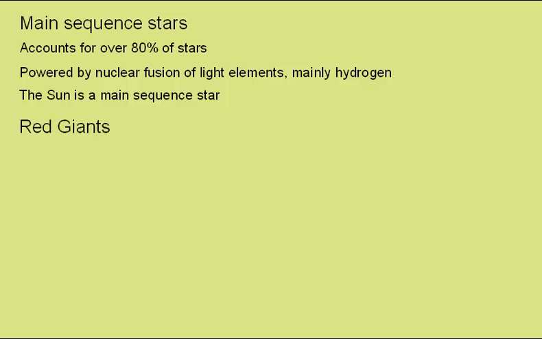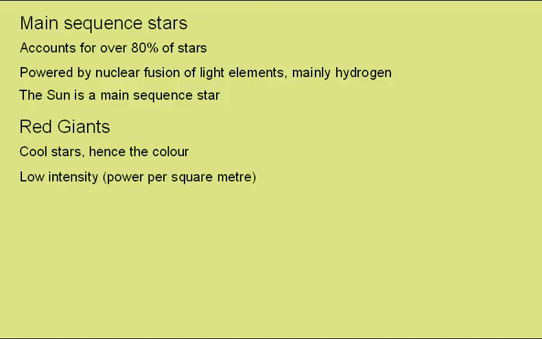The red giants are cool stars, giving them the red colour, and so have a low intensity or power per square metre. Each square metre of a red giant gives out a relatively low amount of energy per second. But they have a very high luminosity due to their large size.